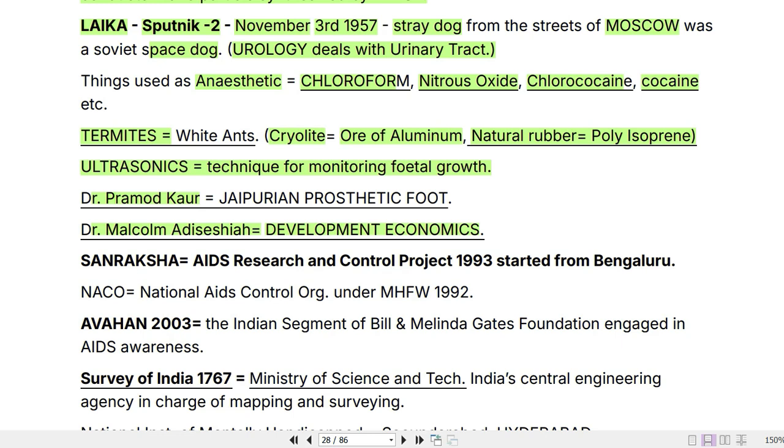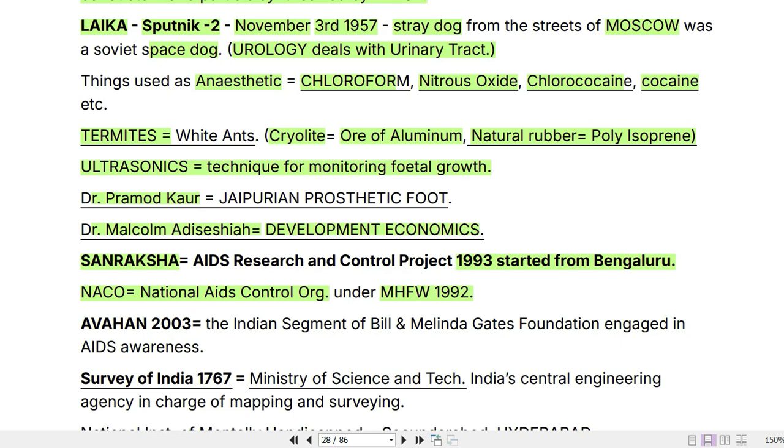ठीक है. देन संरक्ष, I think that's an AIDS research and control project that was started in 1993, started from Bengaluru. Sanraksh, is it Sanraksh or Sanrakshan? You have to confirm that. Then we have NACO, that is National, okay, so this is like an office, National AIDS Control Organization, under Ministry of Health and Family Welfare, 1992. It was established in 1992.